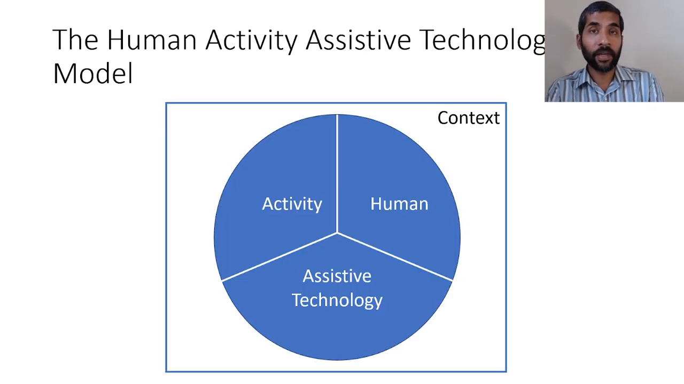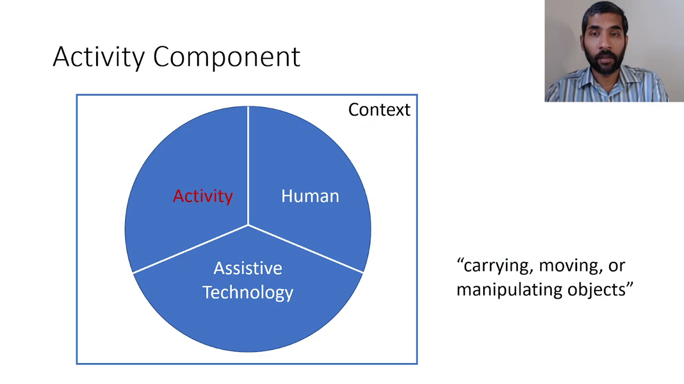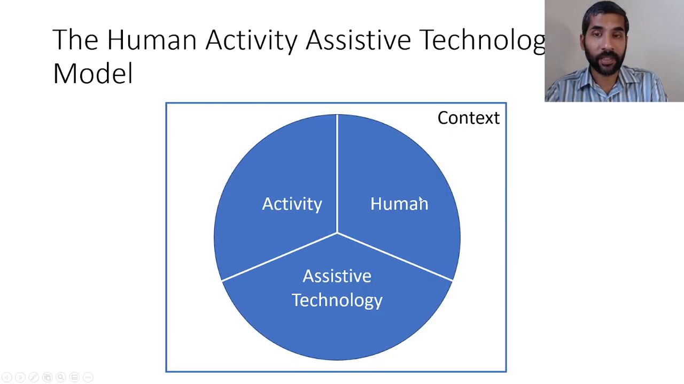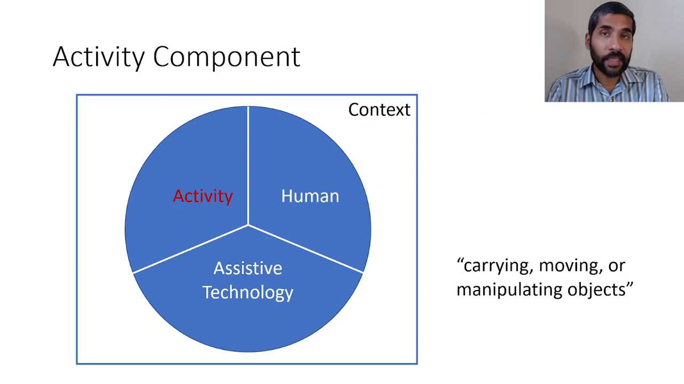So just to remind you of what we have been looking at, we have been looking at assistive technology using the HAT model. And we've been saying we need to take into account the context, the human element, and the activity before we design the assistive technologies, isn't it? So in this particular video, we are going to look at the activity, which is basically manipulation. How can we manipulate things around you easily? And the activity basically we can define as carrying, moving, or manipulating objects. Okay, so that's what we want to do.